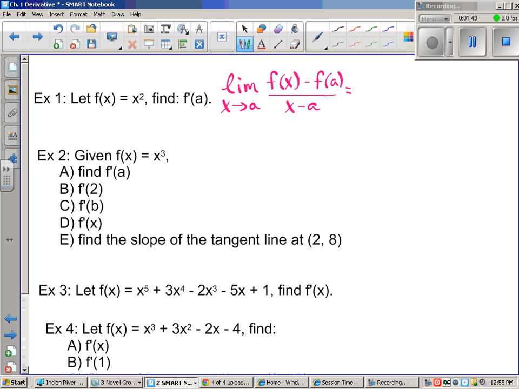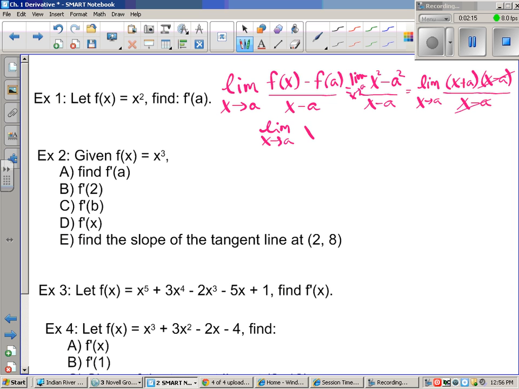Now, what's f of x? Well, that's x squared. What's f of a? That's a squared. And then we have x minus a in the bottom. I apologize, I forgot to write the limit here. X approaches a. Okay, so now what we want to do is we want to factor. So I have the limit as x approaches a of x plus a times x minus a. And the bottom, or the denominator, is x minus a. You'll notice the x minus a divides out. And so I'm left with the limit as x approaches a of x plus a.